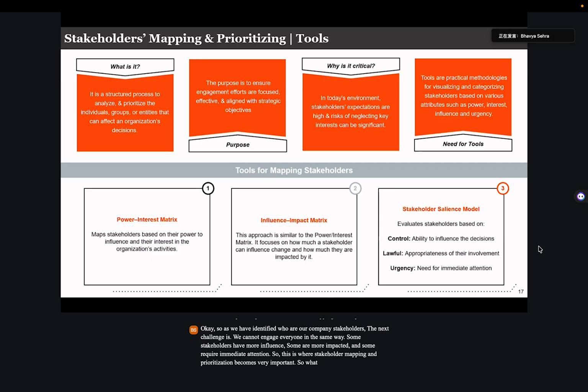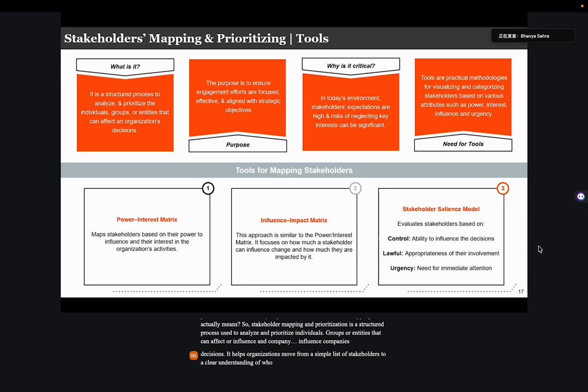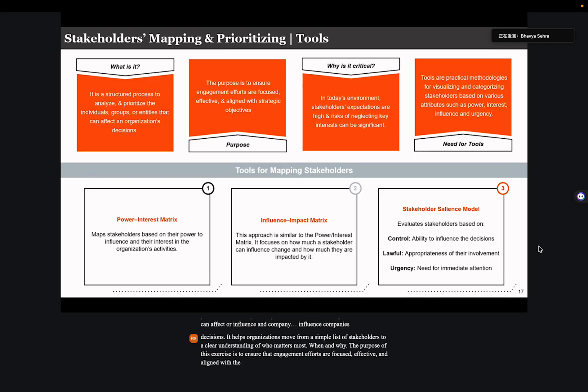So, what does stakeholder mapping actually mean? Stakeholder mapping and prioritization is a structured process used to analyze and prioritize individuals, groups, or entities that can affect or influence the company's decisions. It helps organizations move from a simple list of stakeholders to a clear understanding of who matters most, when, and why. The purpose of this exercise is to ensure that engagement efforts are focused, effective, and aligned with the organization's strategic objectives.